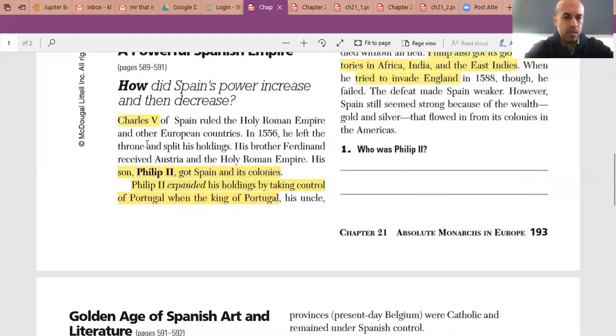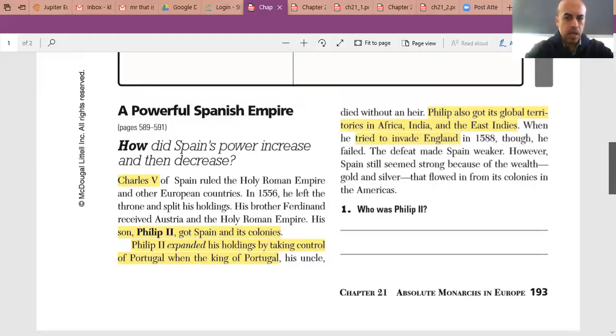So who was Philip II? He was Charles V's son. Philip II got Spain and its colonies. Philip II expanded his holdings by taking control of Portugal when the king of Portugal died without an heir. Philip also got its global territories in Africa, India, and the East Indies. He also tried to invade England. This is the full detailed answer for this question. Who was Philip II? In 1588, he tried to invade England, though he failed.